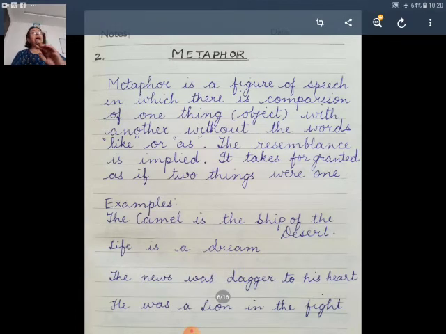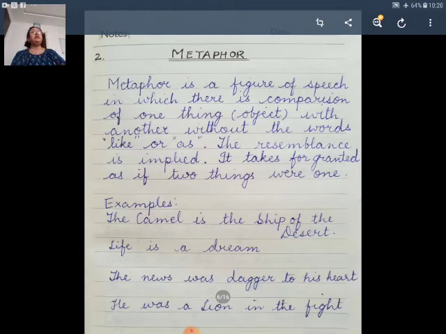Or, life is a dream. The news was a dagger to his heart. You could have said the news was like a dagger to his heart. No, we will say the news was a dagger to his heart. He was a lion in the fight.